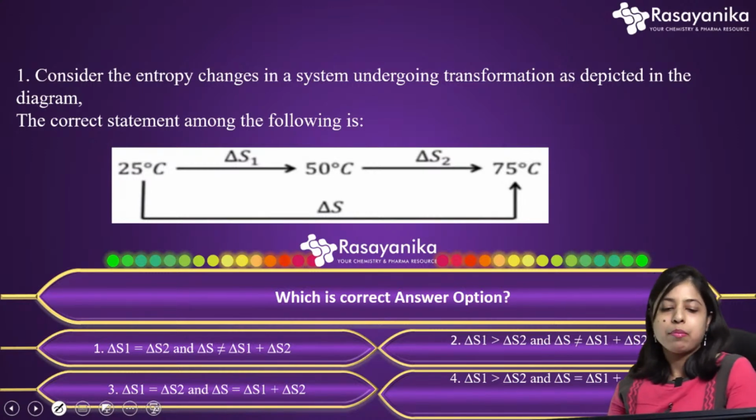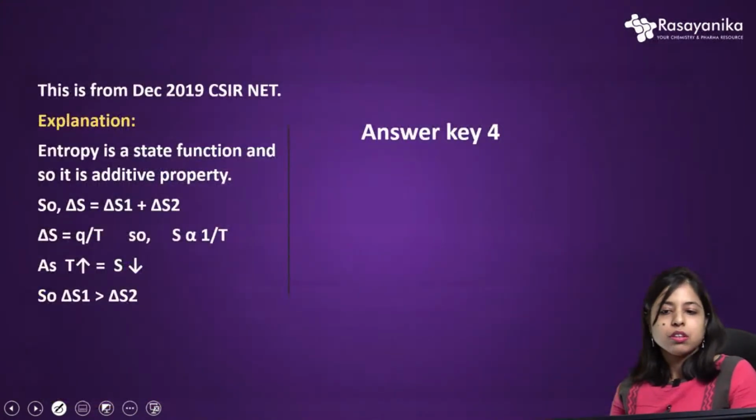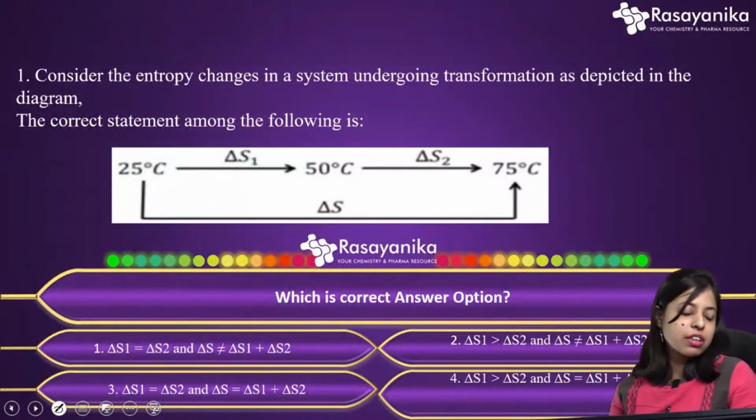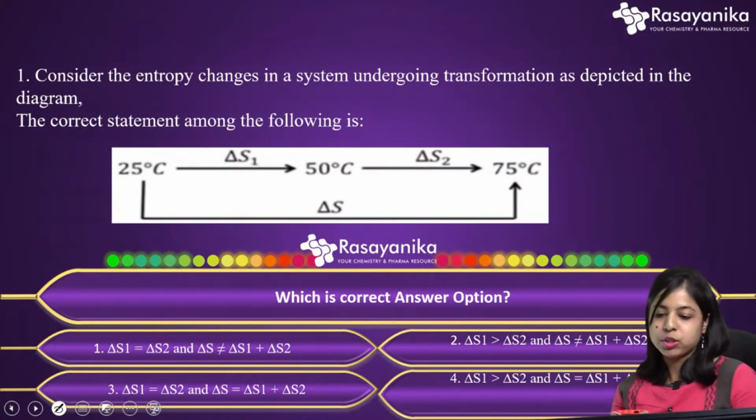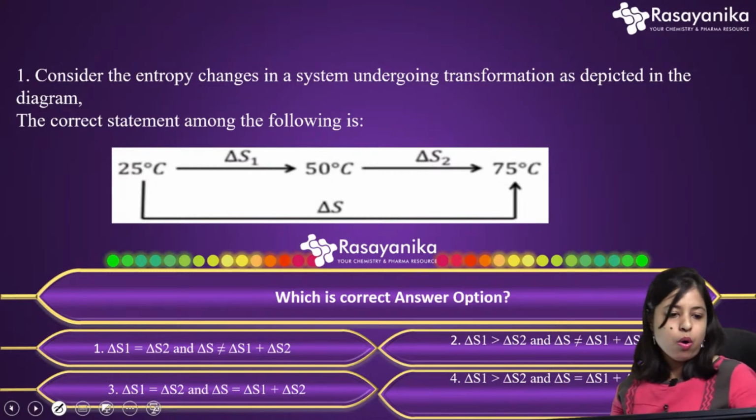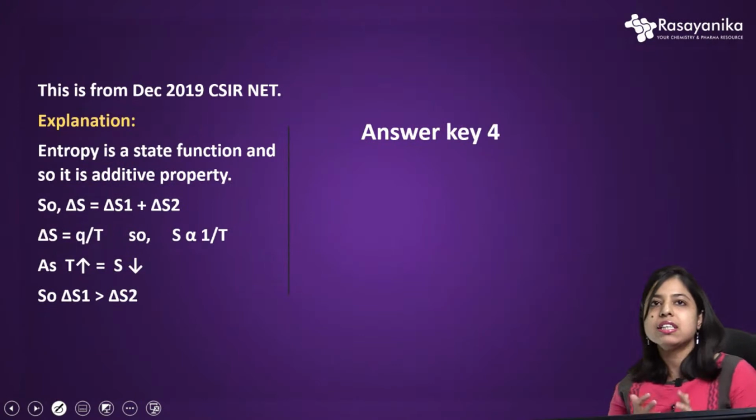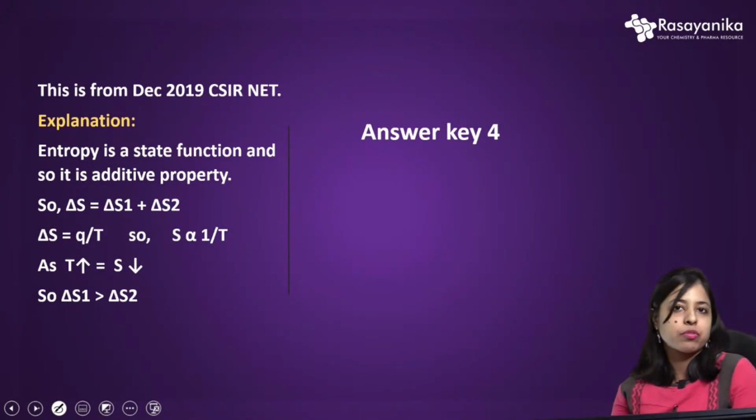Okay, I'm going to answer this question. The correct option will be option 4. Aishwarya, you are very right. It's absolutely option 4. That is delta S1 is greater than delta S2 and the total summation delta S is equal to delta S1 plus delta S2. So what is the approach for this type of question? How can we approach this kind of question?